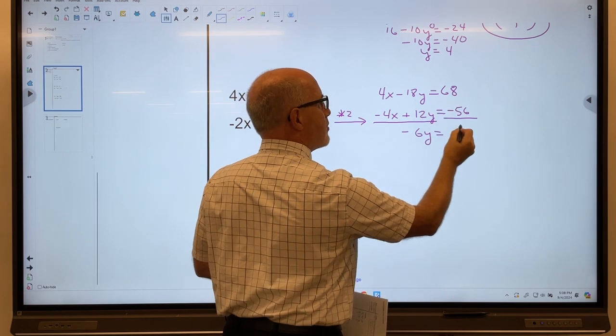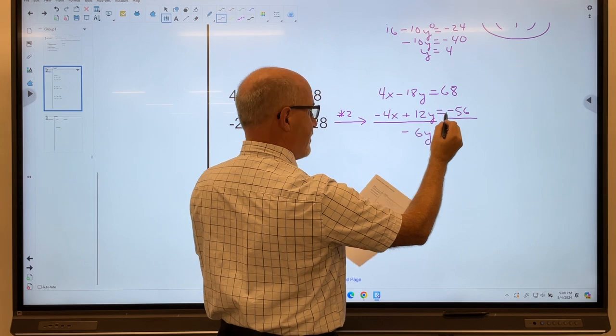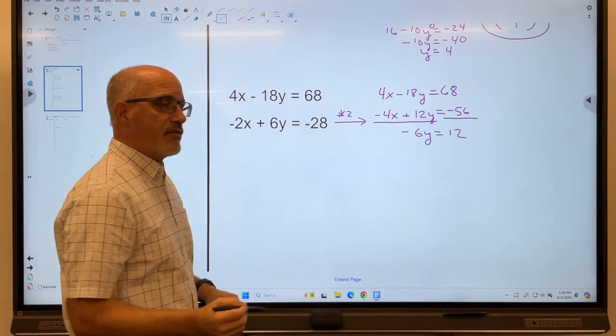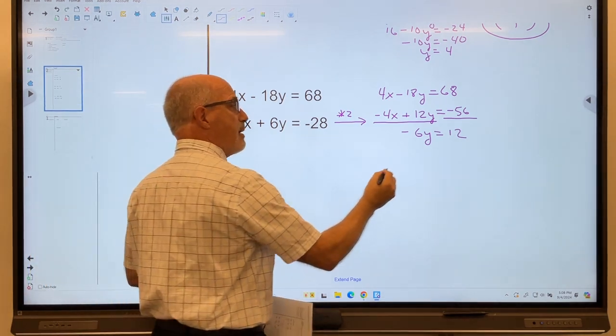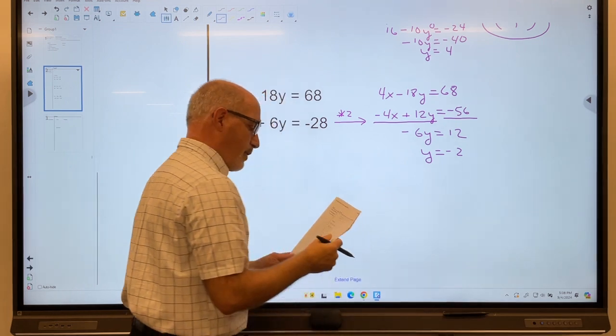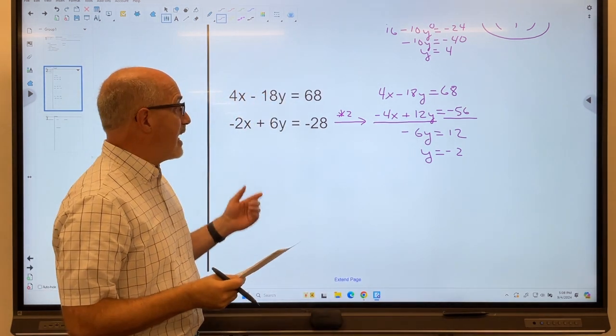And then add these straight down, and I get an answer of 12 for that. So +12. Now divide both sides by -6, you get y equal to -2. So we got our y value. You now have to substitute that back in to get the x value.